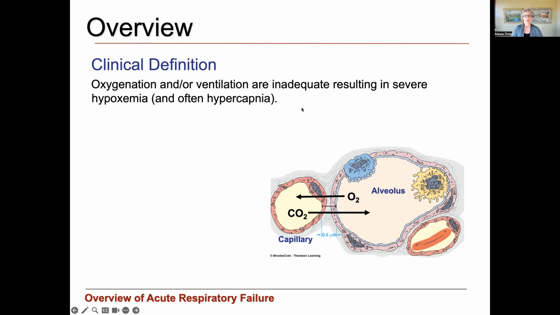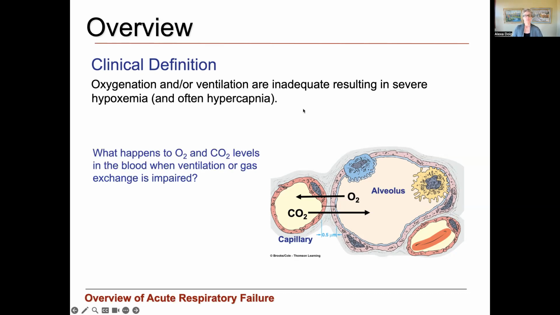Okay, so nothing new. And so again, just getting back into the swing of this, from a cellular physiological level, you want to be thinking, well, what happens to oxygen levels and carbon dioxide levels in the blood when ventilation or gas exchange is impaired? So again, here's the alveolus. Oxygen usually diffuses into the capillary down that oxygen concentration gradient, and CO2 goes in the other direction.